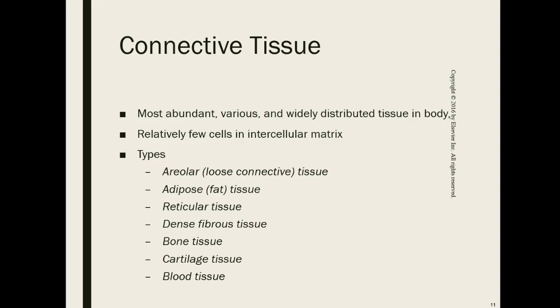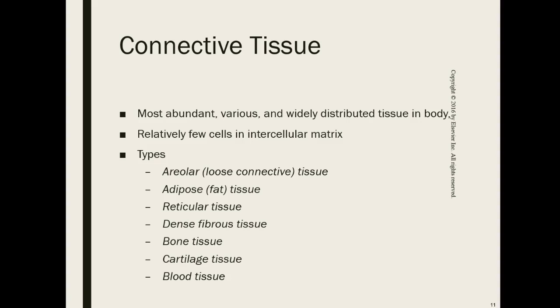Areolar, that's going to be your loose connective tissue. This is found in areas between tissues and organs. So we'll talk about that a little bit later in chapter 6, but that area is called the fascia. The adipose, this is going to be your fatty tissue. This plays a role in protection, insulation, support, and nutrient reserves. Reticular tissue is found in the bone marrow and the spleen. Mostly blood production is the function of that tissue type.